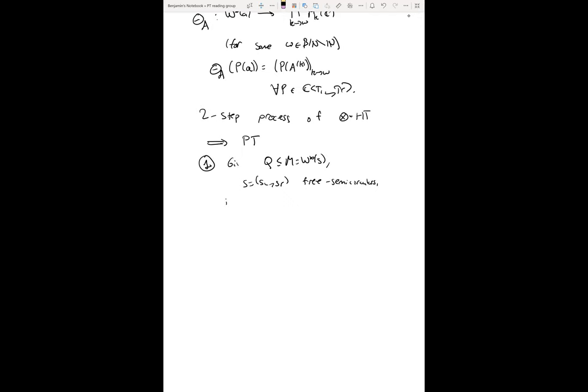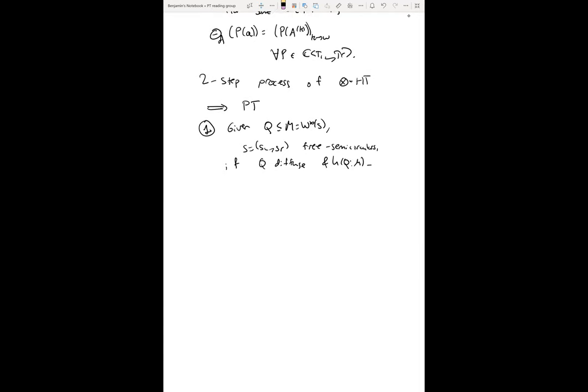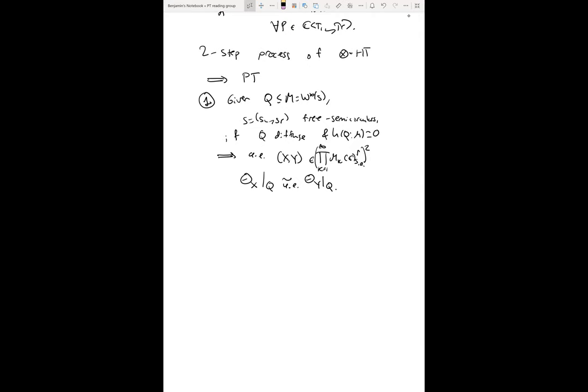So let's just say given: if Q is diffuse and has one-bounded entropy non-positive, well, it's zero in this case because I know M embeds in R omega, so it's always non-negative. If it's zero, then for almost every choice of pairs of sequences, I have theta x restricted to Q is unitarily conjugate to theta y restricted to Q. There are a few comments I should make here. By Voiculescu's asymptotic freeness theorem, theta x is defined for almost every x.